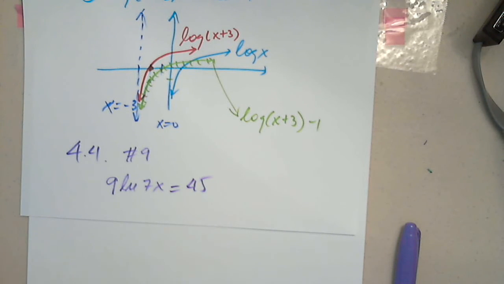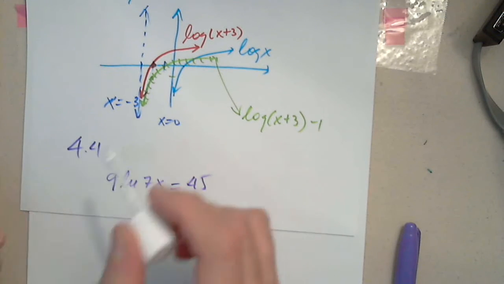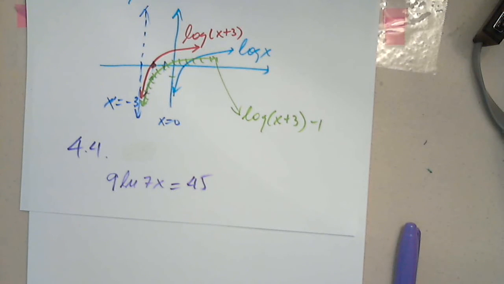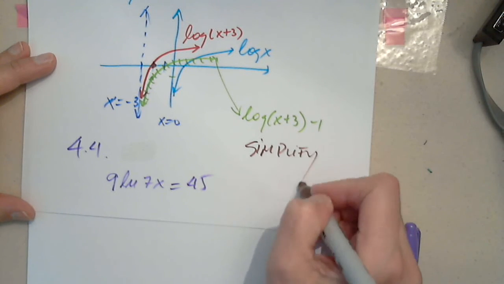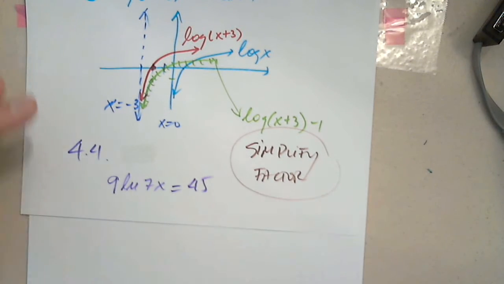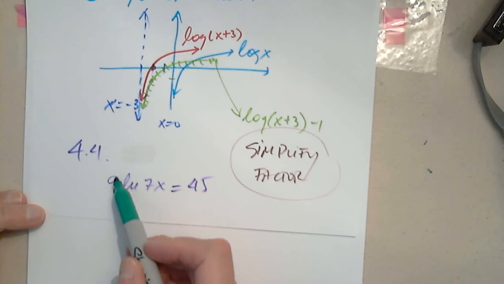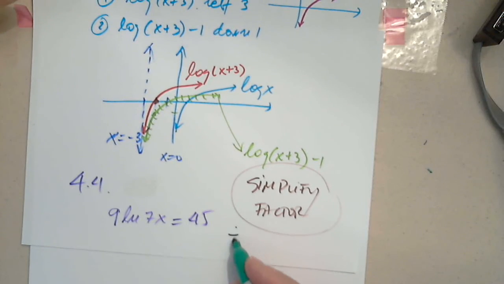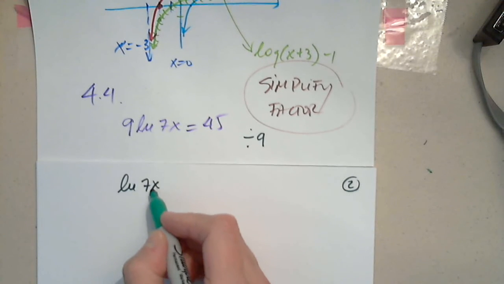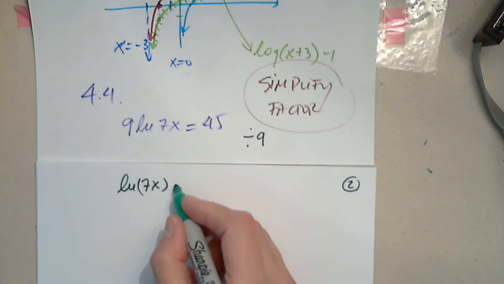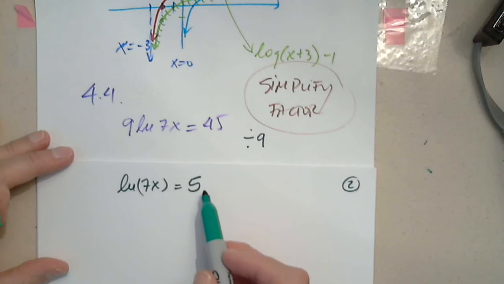And our first step, of course, always keep in mind, in the back of your mind, there are 2 commands that you should never forget. Simplify and factor. Always think in terms of simplifying and factoring if they are applicable. They're not applicable all the time, and in this case, I have to get rid of this. So I have to divide both sides by 9. And now this is completely cleaned up. It's a natural log of 7x, with parentheses or not, it doesn't matter. And I have 5.